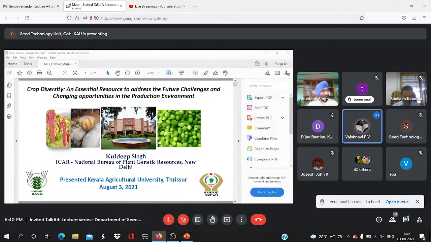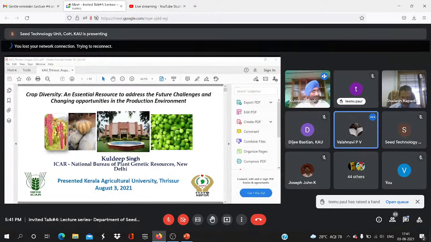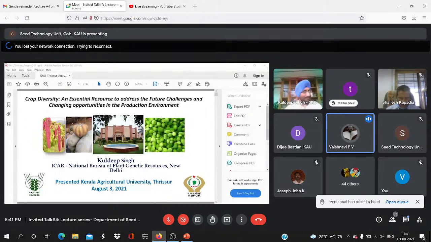He won a gold medal during his career, in July 1990, as a student at PAU Ludhiana. During his tenure, he proceeded with the development of three varieties and established the prototype of a hybrid.